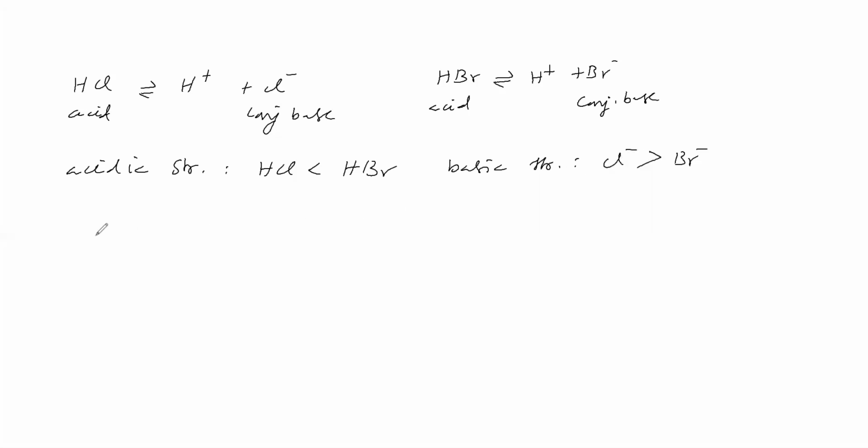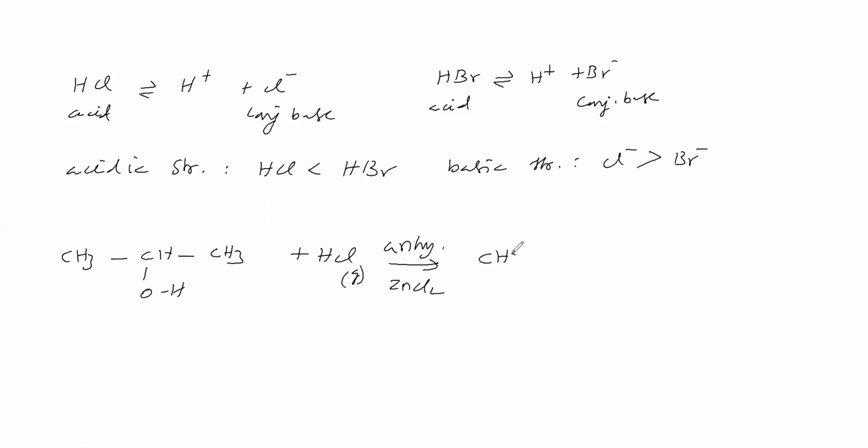Okay, now we will take isopropyl alcohol. This we will treat with HCl in the presence of anhydrous ZnCl2. What compound will we get? We are getting one compound, CH3CHClCH3. So how are we getting this compound?